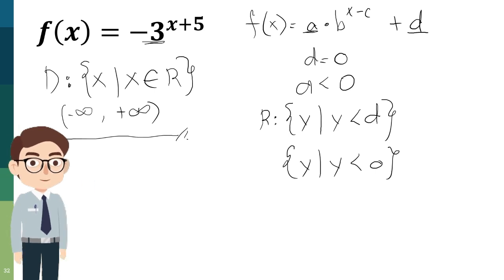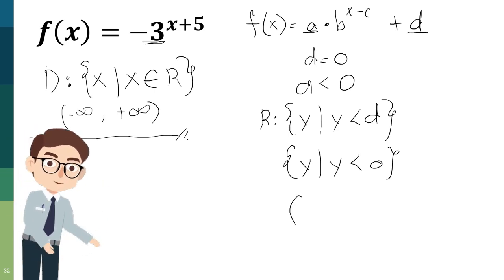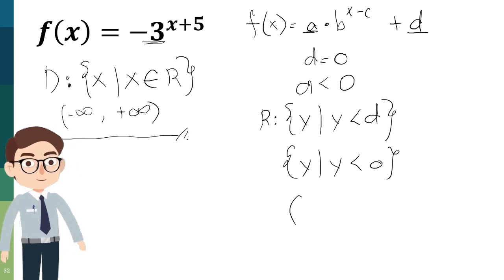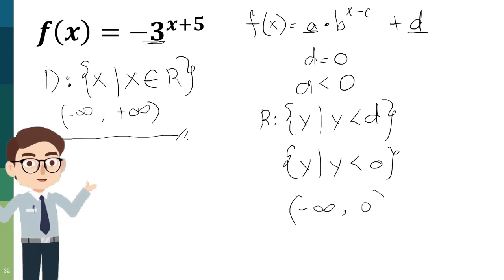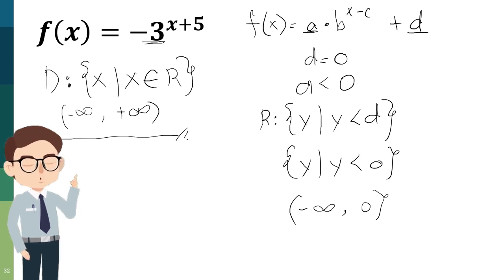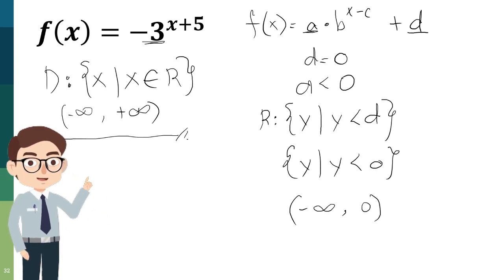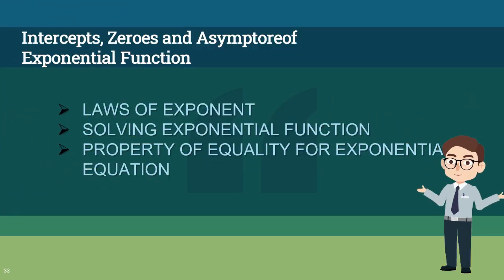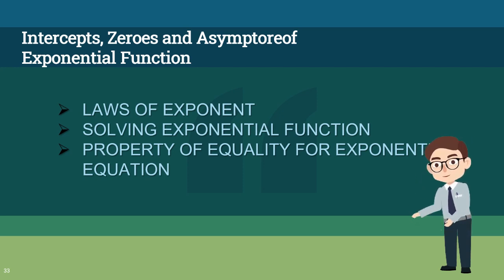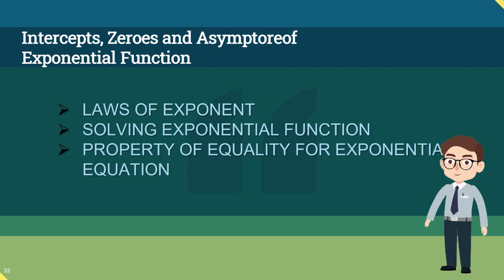Since our a is less than 0, our interval notation is negative infinity up to 0. And that is our range. To solve the intercepts, zeros, and asymptotes of an exponential function, you must know the laws of exponents, solving exponential functions, and the property of equality for exponential equations.